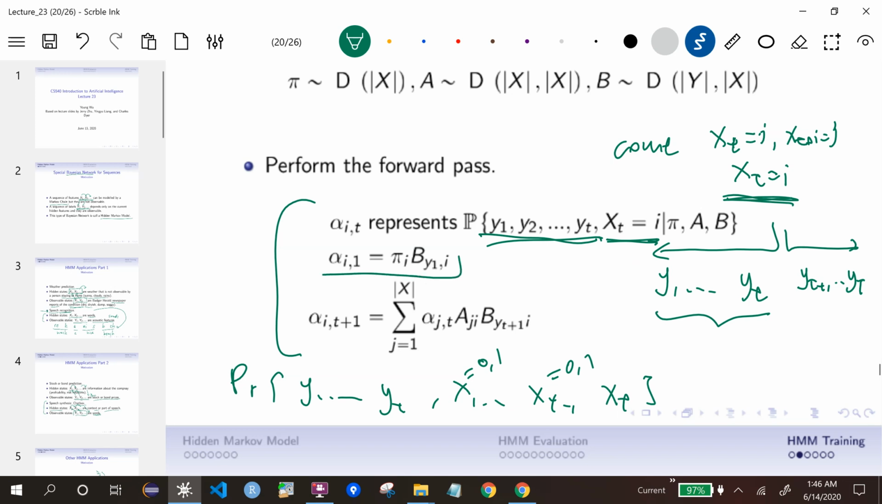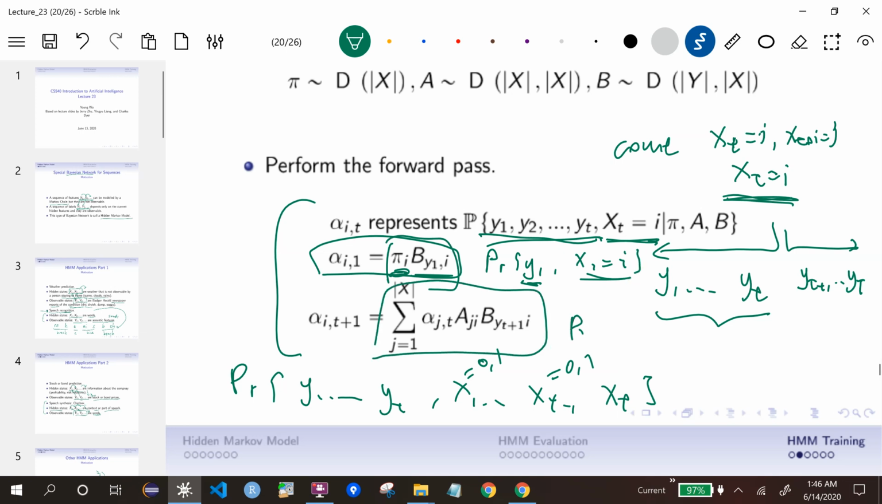So we're going to start with the first time point. The first time point basically says what's the probability of y_1 and x_1 being some value i, and that's very simple. It's just the probability of x_1 being i multiplied by the probability of y_1 given i. So that's very simple. And the next one is also very simple.